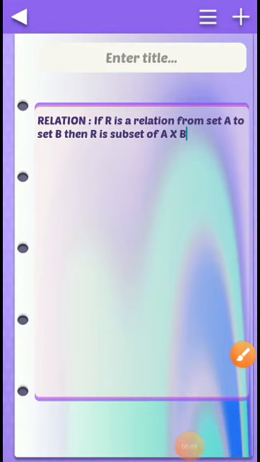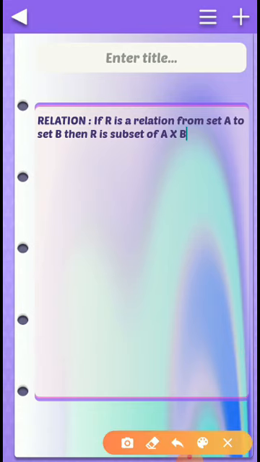Hello children. In the last video, we had seen about relations and different types of relations. Today we are going to see different types of functions. Before that, in your plus one, we had seen what is a function.